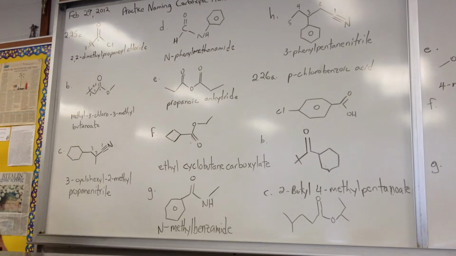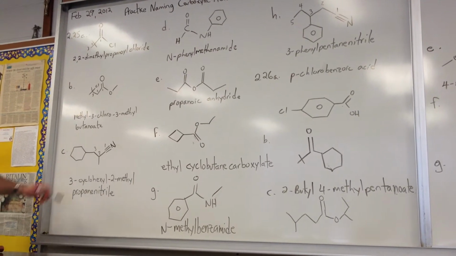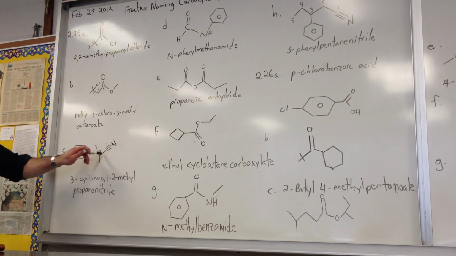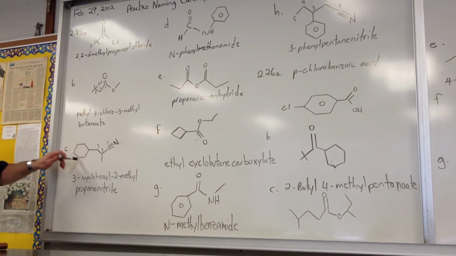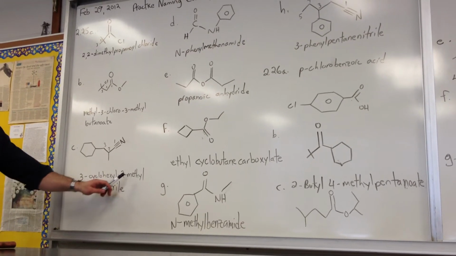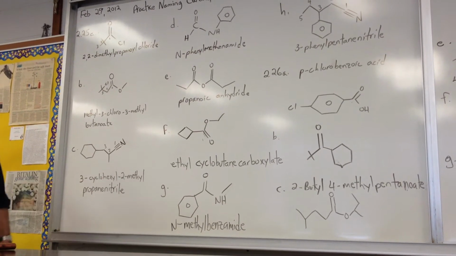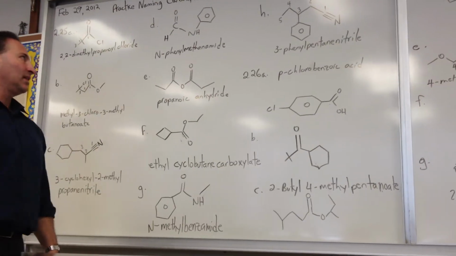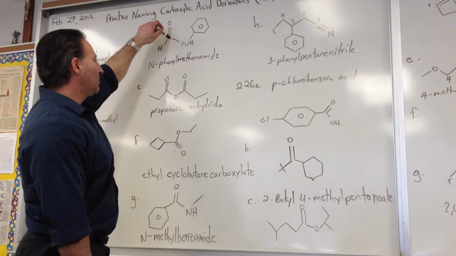C is a nitrile. Substituted, it's got 1, 2, 3 for the longest chain. There's a cyclohexyl on the 3rd carbon and a methyl on the 2nd one, so we call it 3-cyclohexyl-2-methylpropanenitrile. D is an amide, but with only 1 carbon.